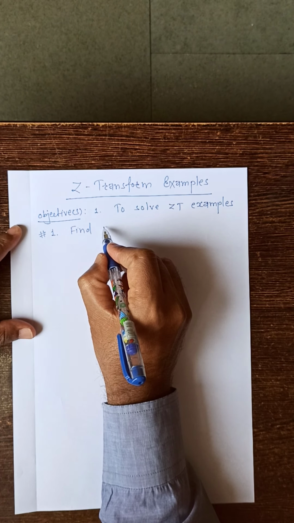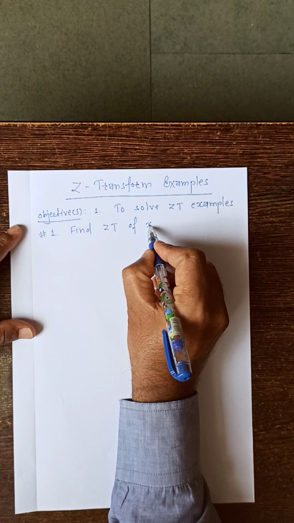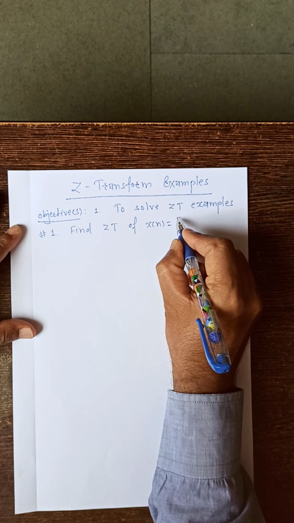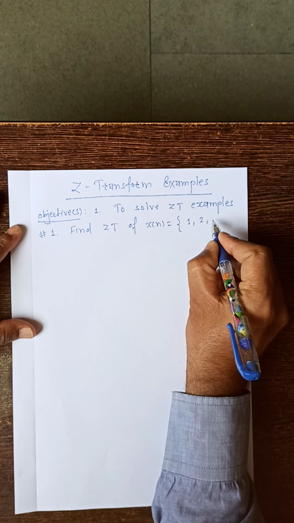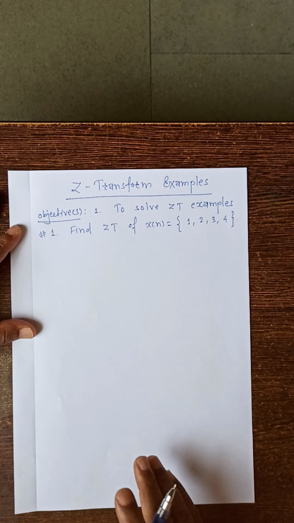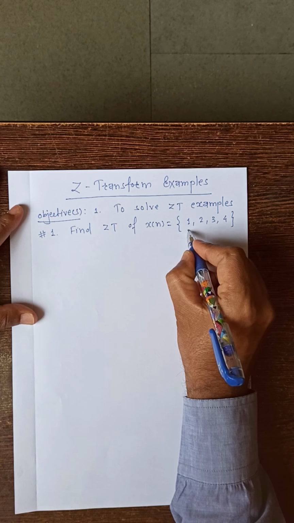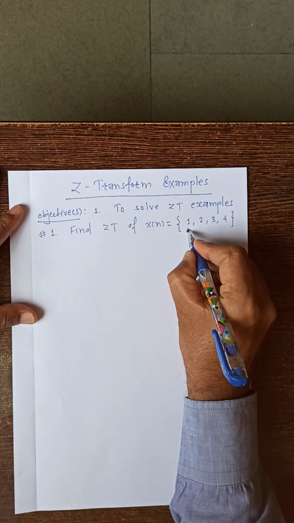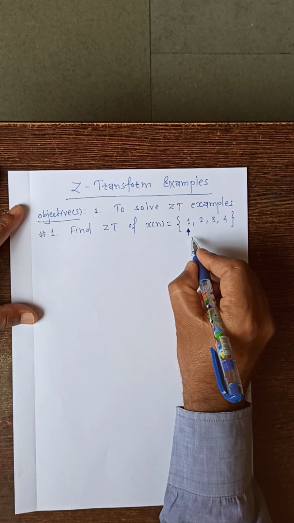Find Z transform of x[n], that is the sequence, suppose 1, 2, 3, 4. Find Z transform of x[n] equals 1, 2, 3, 4 and the arrow is indicating this. So the arrow indicates the 0th position. Okay, this is the 0th position.